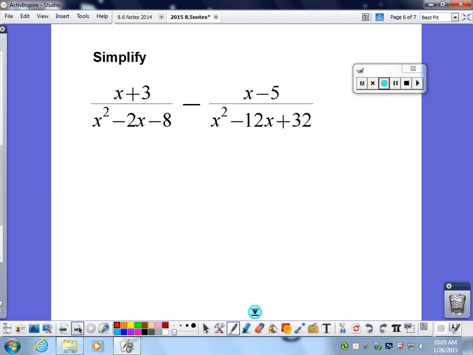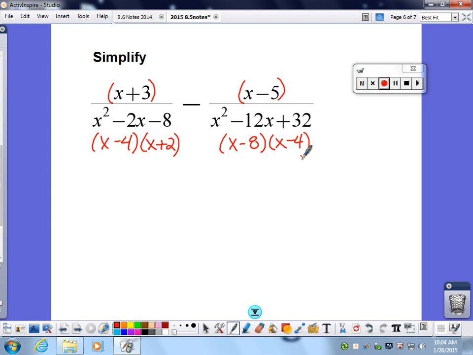So that means I'm going to factor everything. So I'm going to factor what I can. So I've got x plus 3, x minus 5. Those are factors. It cannot be separated. Treat them like it's a single number. All right, I'm going to factor this first denominator. So I'm going to get x minus 4, x plus 2. All right, let's factor that second denominator. I'm going to get x minus 8 and x minus 4.